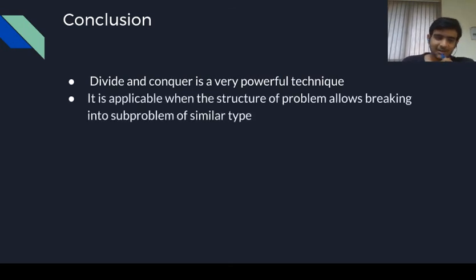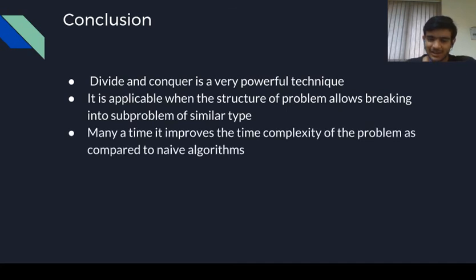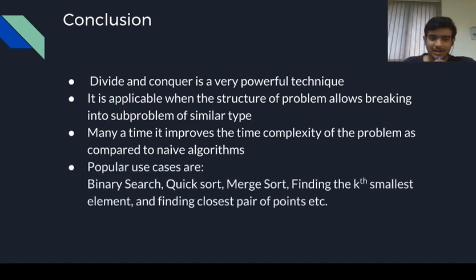Divide and conquer is applicable when the structure of the problem allows breaking it into smaller sub-problems of similar type. This was the case in binary search, quicksort, and merge sort too. And as I already said, it improves the time complexity of the problem as compared to naive algorithms. Popular uses of divide and conquer algorithms can be seen in binary search, quicksort, merge sort, finding the kth smallest element, and finding the closest pair of points.